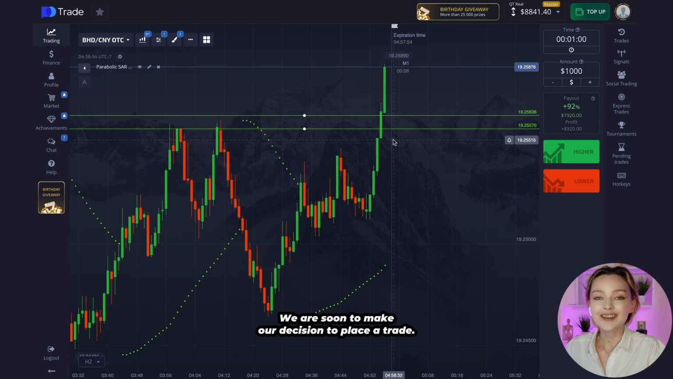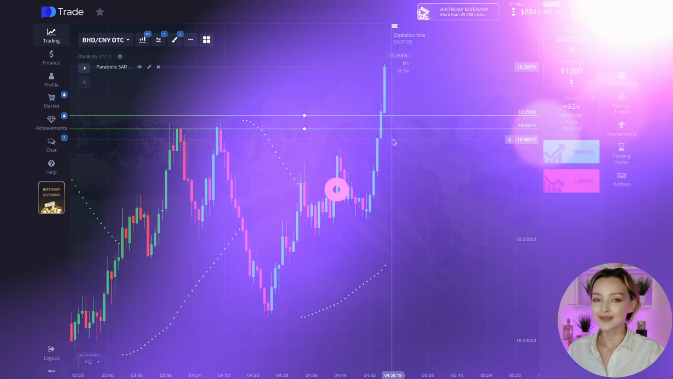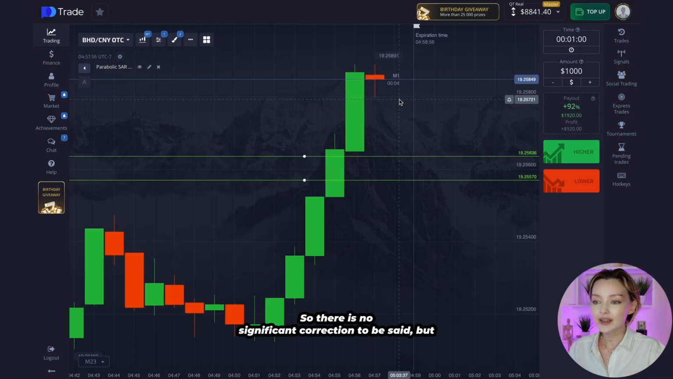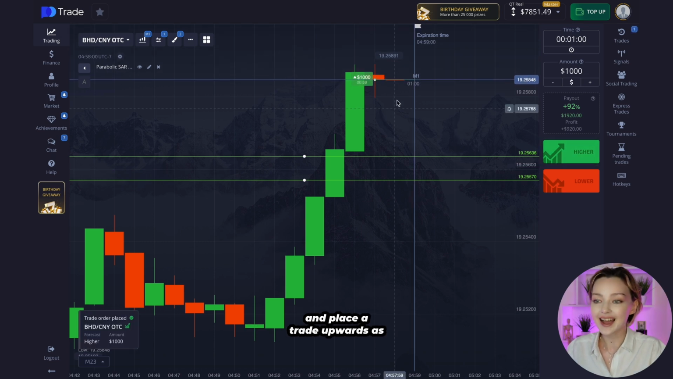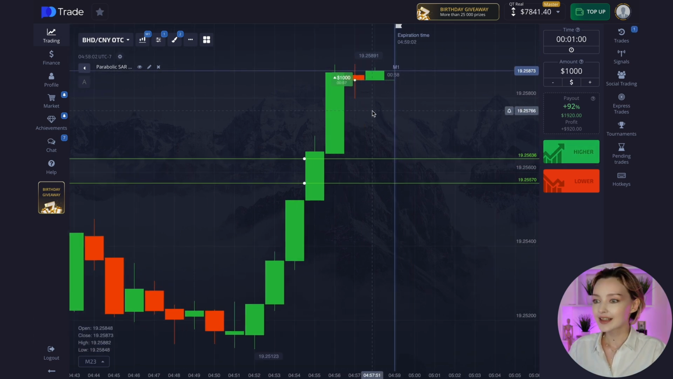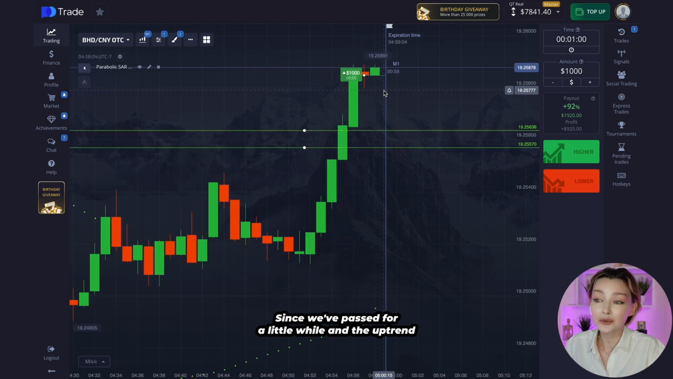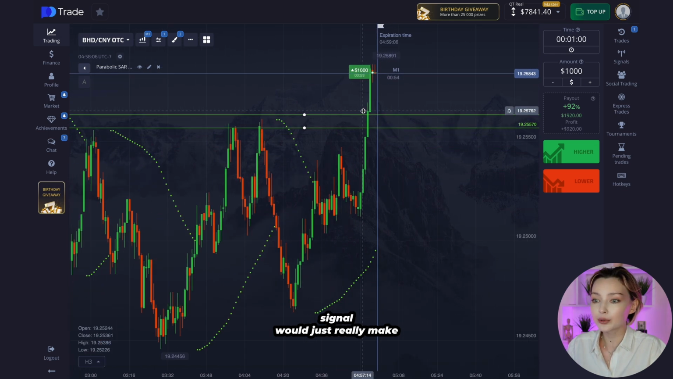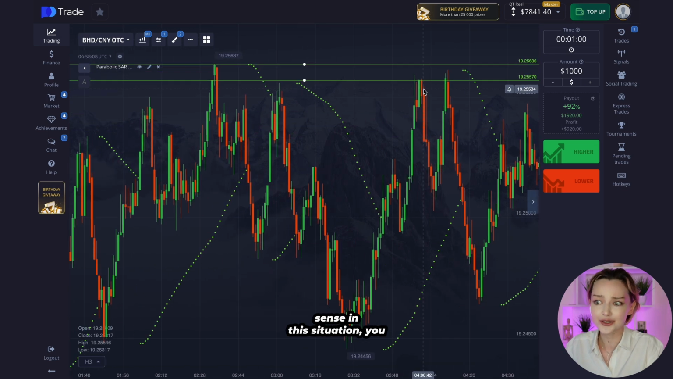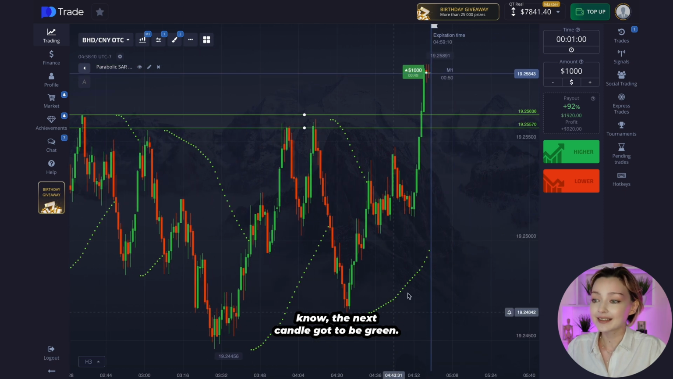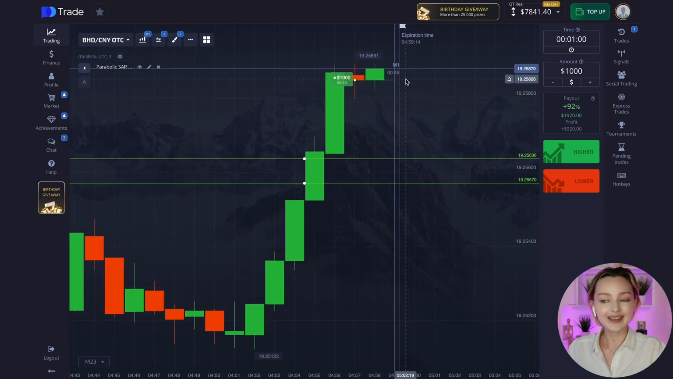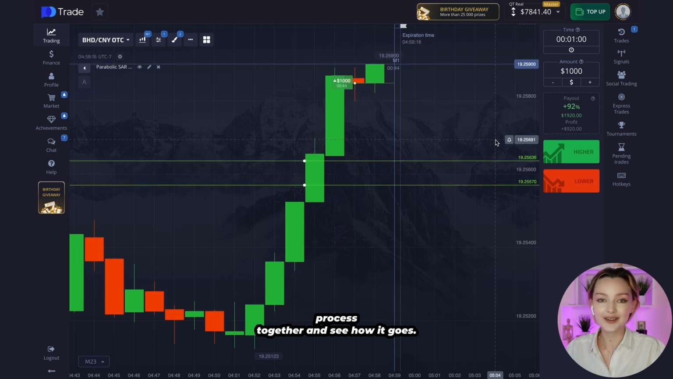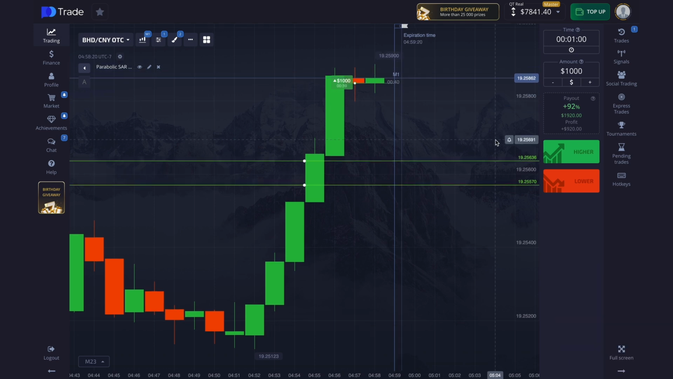We are soon to make our decision to place a trade. So there's no significant correction to be seen, but I'm willing to take the risk and place a trade upwards as soon as this candle settles, since we've paused for a little while and the uptrend sequel would just really make sense in this situation, you know? The next candle has got to be green. 45 seconds are left. Let's observe the whole process together and see how it goes.